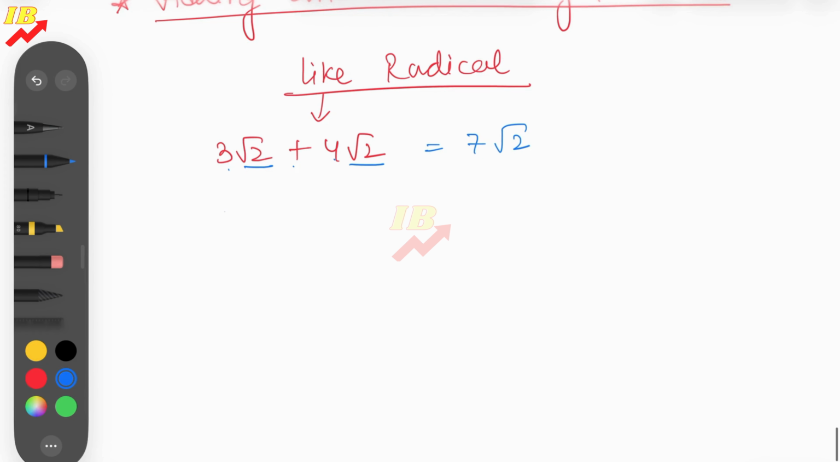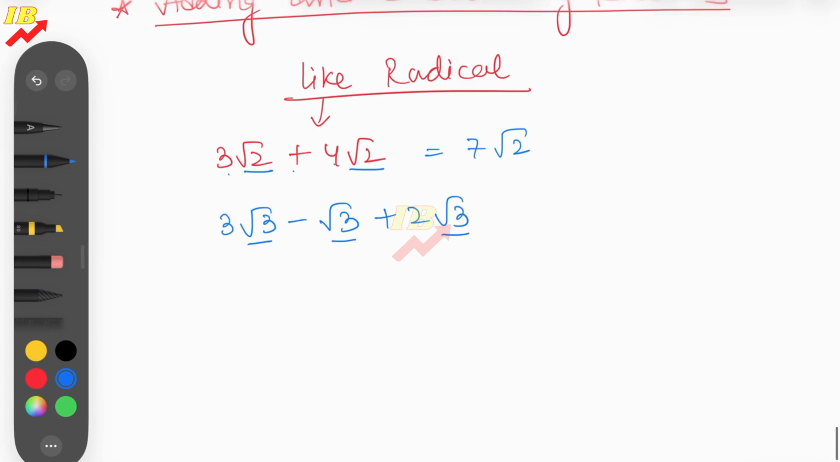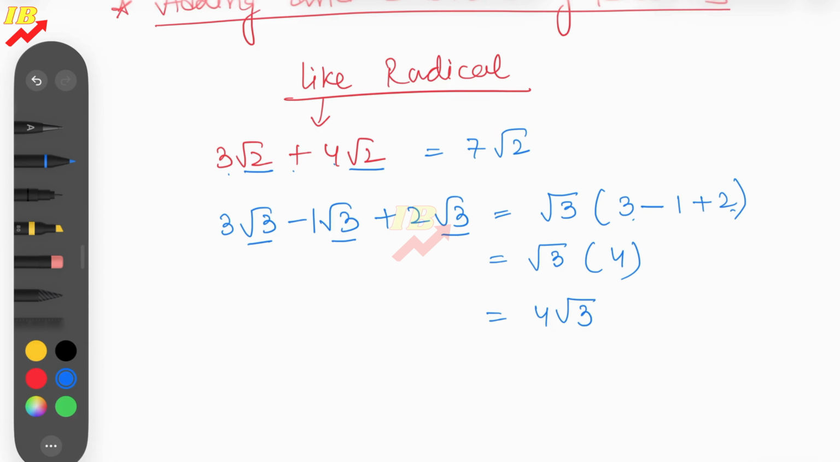Let's take a few more examples. If I see 3 root 3, negative root 3 and plus 2 root 3, so if this is a question, I can see that all of them have root 3 as a common thing, right? You can do it like this as well. You write root 3 as common and the outside numbers are 3, and here, if it is nothing, you can write 1. So it is 3 minus 1 plus 2, like this. So it is root 3 times, and 3 plus 2 is 5, 5 minus 1 is 4. So the answer is coming out to be 4 root 3. That's your final solution for this.